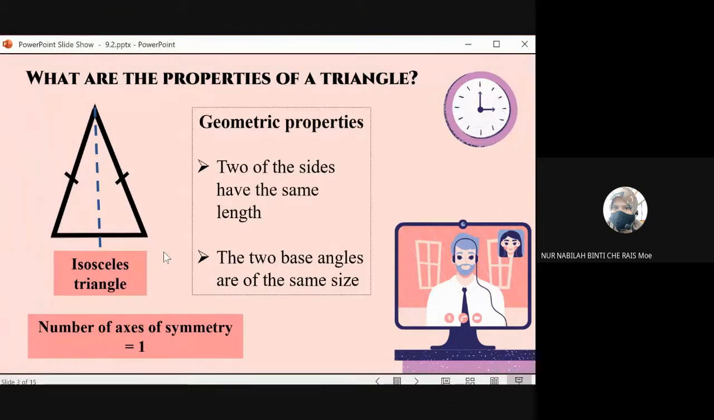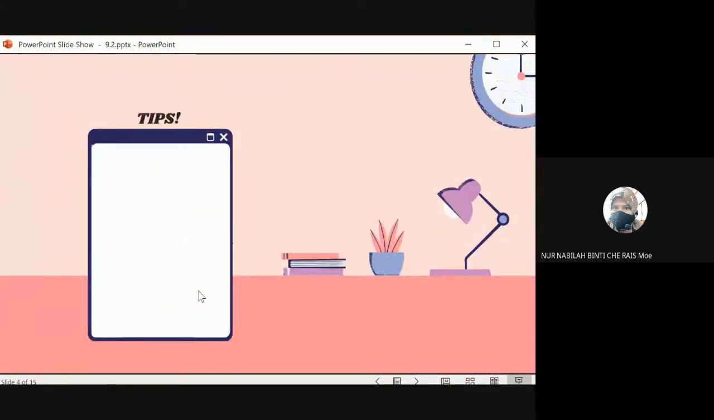So only one axis of symmetry. Okay, maybe some of you don't know how to identify the base angle. This triangle is very important. Usually in polygons or triangles, this isosceles triangle is very famous in exams. So you must know which one is the base angle. I want to give you some tips.